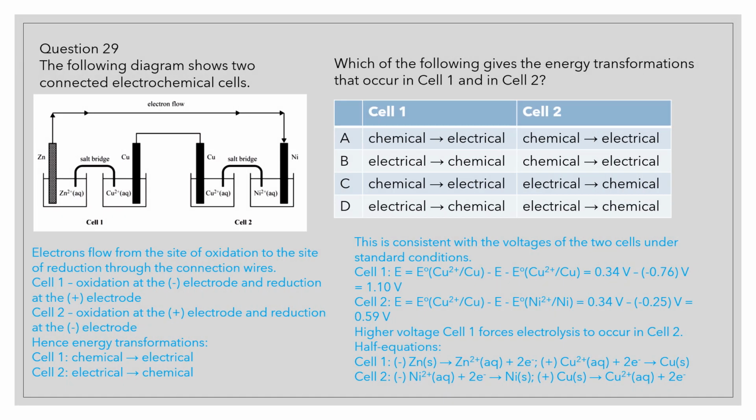In cell 1, the zinc electrode loses electrons, and zinc metal is converted to zinc ions. So, chemical energy is transformed into electrical energy, and B and D are eliminated. In cell 2, nickel electrodes gain electrons, and nickel ions are converted to nickel metal. So, electrical energy is transformed into chemical energy, and A is eliminated. So, C is the only correct answer. We don't need to refer to the electrochemical series in the data book because the diagram clearly shows the direction of electrons.